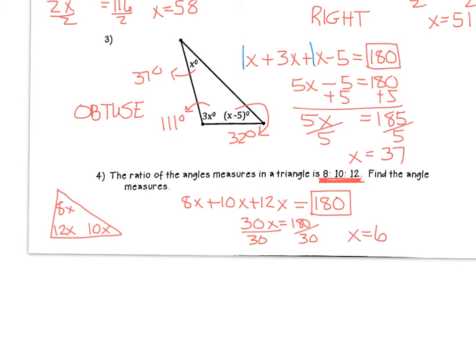Alright, we're not done. We have to take the x equals 6 and substitute it back in for each one of these. 8 times x, which means 8 times 6, that'll be 48 degrees. So that's the first one. And then we have to go 10 times x. 10 times 6 is 60 degrees. So that would be that one. And then the last one is 12 times x. 12 times 6. And that would be 72 degrees.